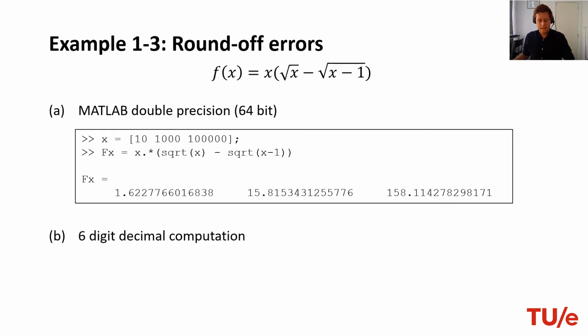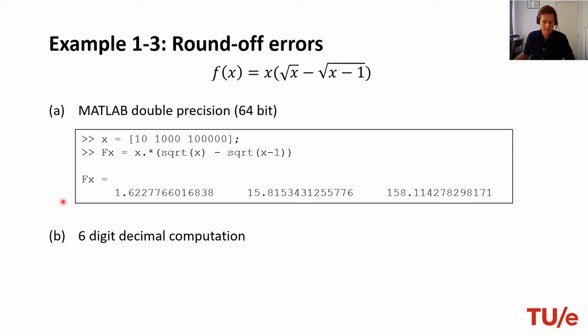Let's consider this example over here. So we have this function where f of x is x times the square root of x minus the square root of x minus 1. If we enter this into MATLAB, we can do this like this. We compute this for x equal to 10, x equal to 1000, and x equal to 10,000. And well, this has quite high precision. So this has a 64-bit double precision, and this will give us these answers over here.